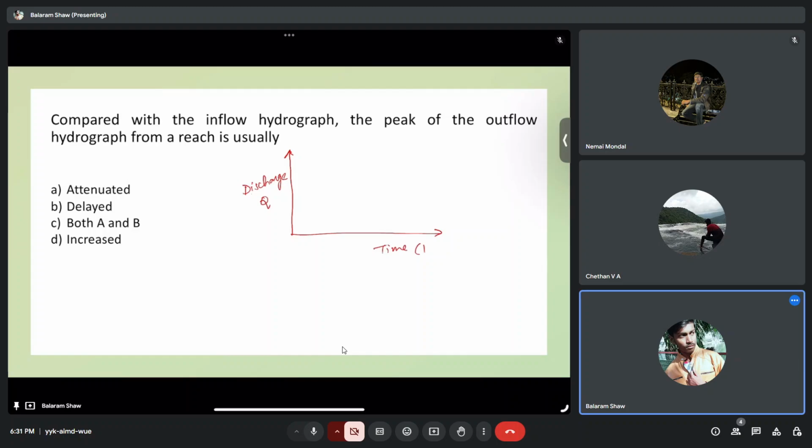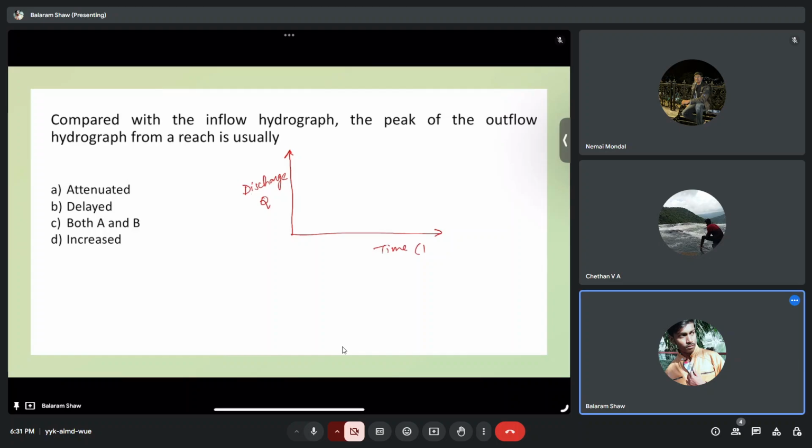So the question is, compared with the inflow hydrograph, the peak of the outflow hydrograph from a reach is usually, in terms of everything. Here you can see the peak of the inflow hydrograph is here, and the peak of the outflow hydrograph is here. It is attenuated firstly, so option 1 is correct. Again, in the time domain, it is delayed, because it is comparing the peak of the outflow hydrograph. So the answer will be both A and B, right? Any doubt here? Okay.